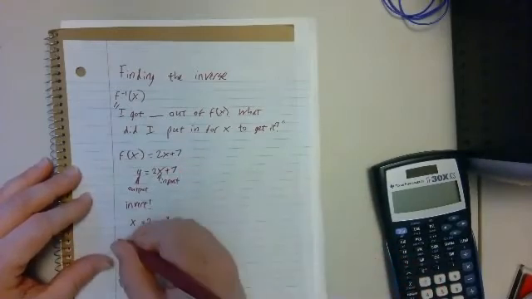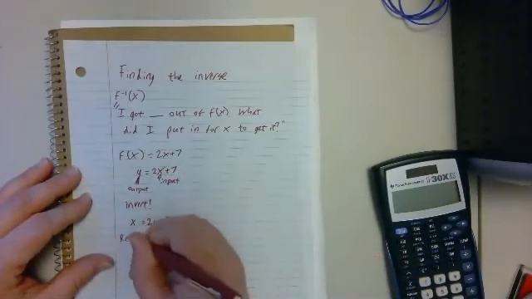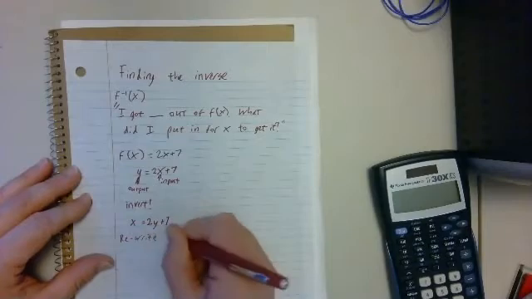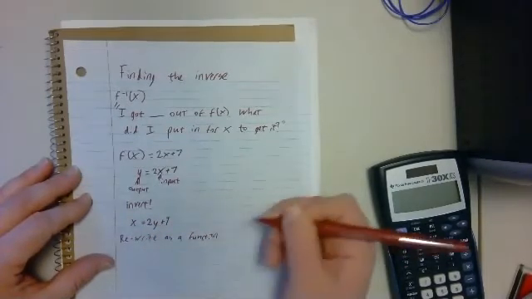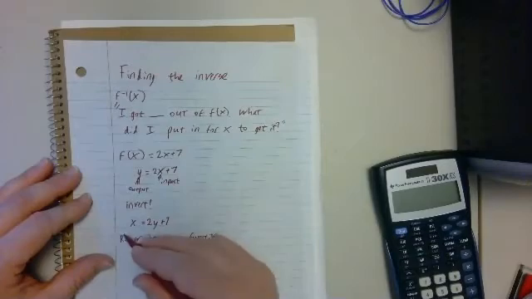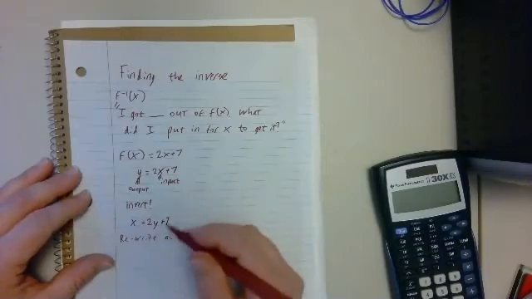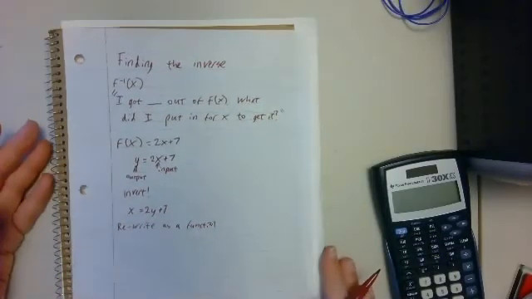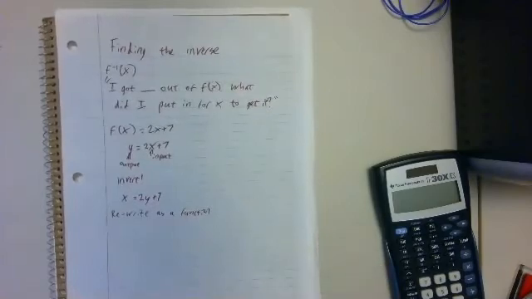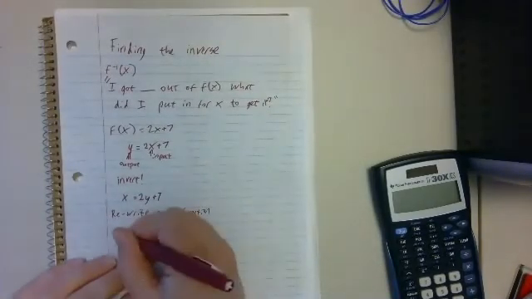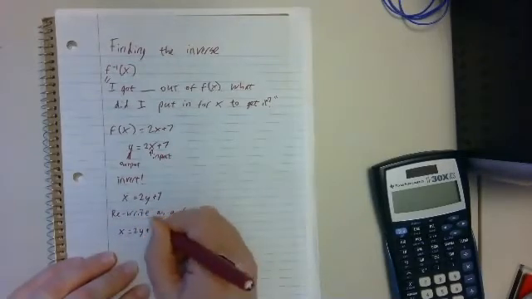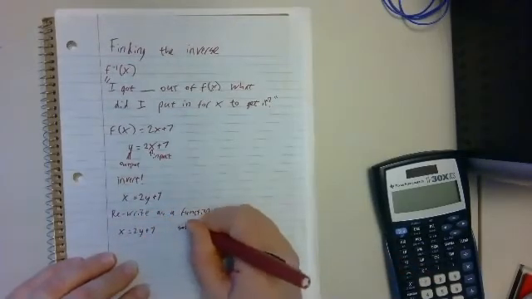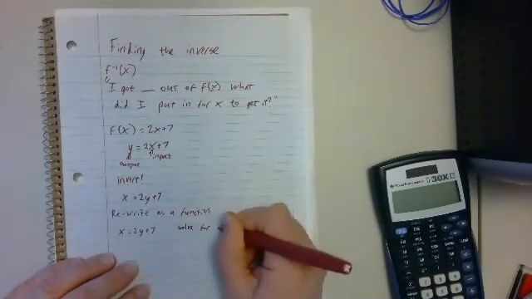But I want to rewrite this as a function so that the y is over here by itself and the x is over here with all of the other stuff, so that, you know, I can plug things into it and easily get stuff out. So I'm going to solve for y.